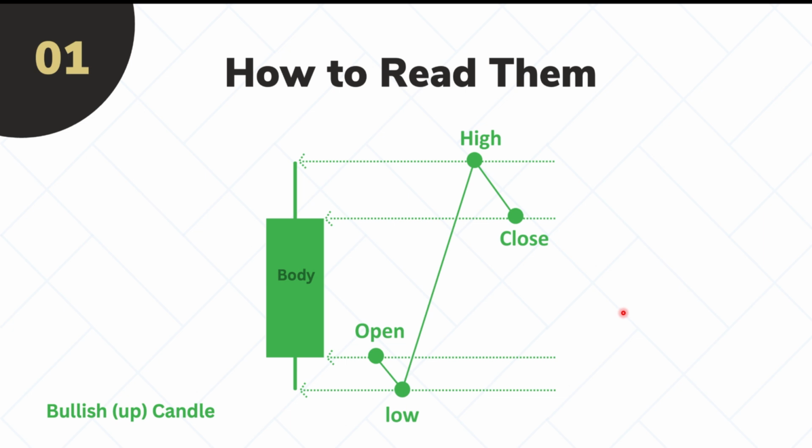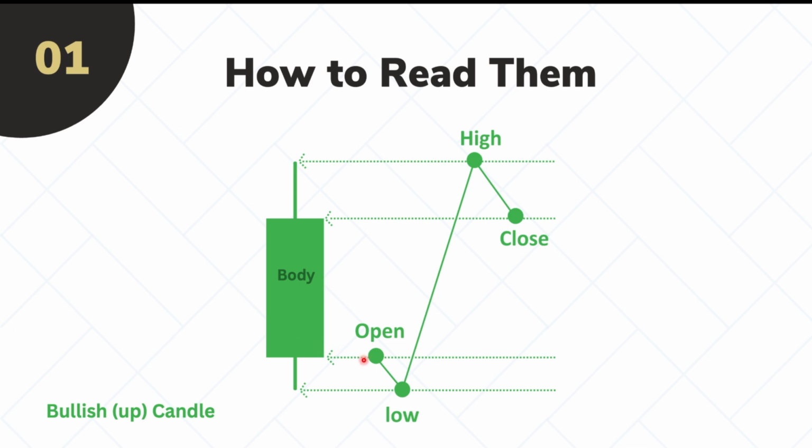How to read candlesticks. In this first example, we're looking at a bullish candlestick. A bullish candlestick is most of the time a green one. And there are a few things you should know about the candle. First of all, this green box is called the body of the candle. These small lines up and down are called wicks of the candle.